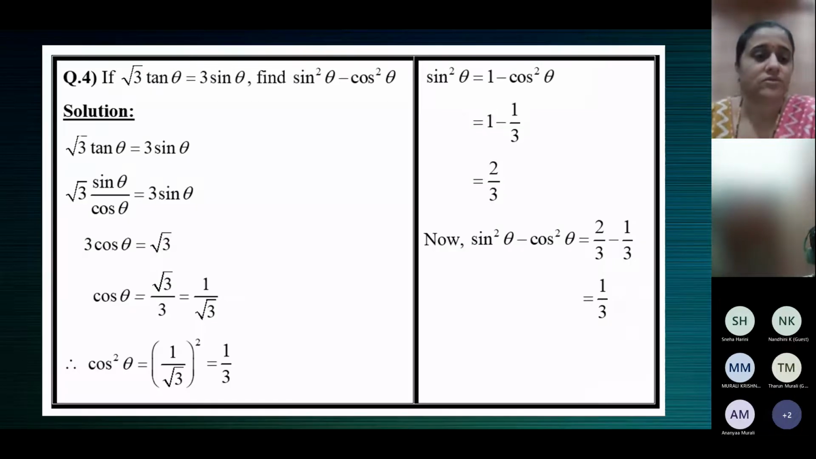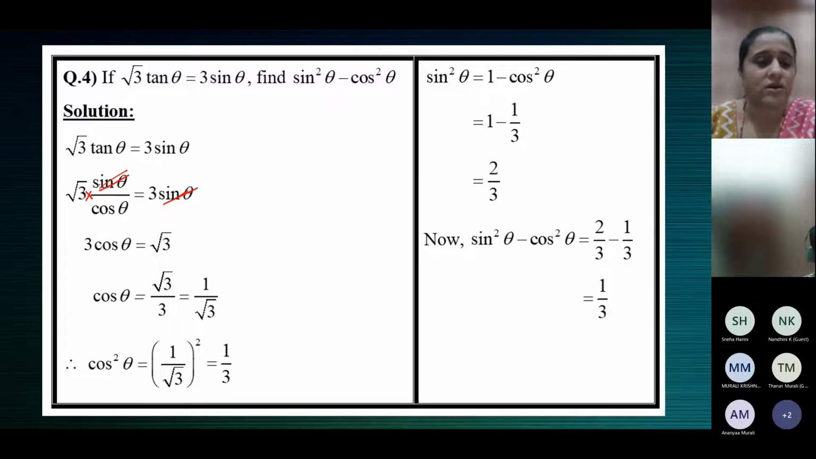All right. So see here, what is given? We're given that root 3 tan theta is equal to 3 sin theta. Now what is tan theta? Tan theta is sin theta by cos theta. In the next step, we write tan theta as sin theta by cos theta. So root 3 into sin theta by cos theta is equal to 3 sin theta. So sin theta on either side gets cancelled.